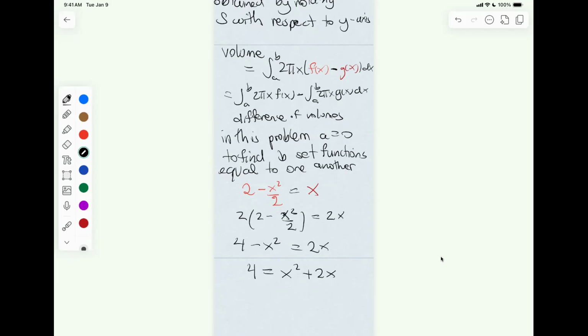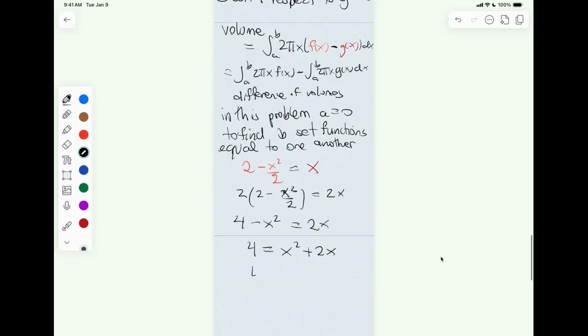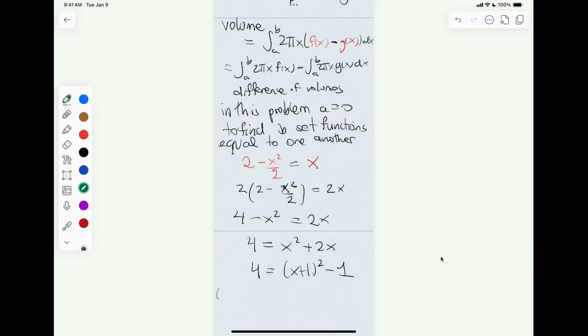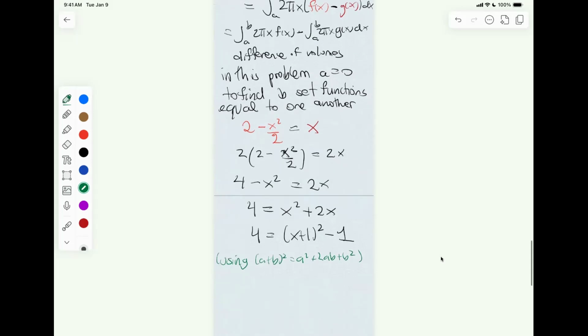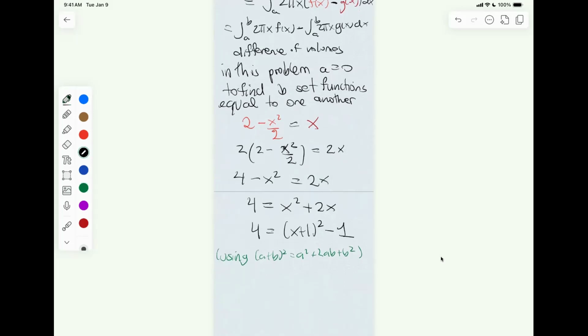So you can change it like this. Here I'm secretly using the identity that a plus b squared is a squared plus 2ab plus b squared. Good. And why is this nicer? Because then that gives you that 5 is x plus 1 squared, and that is easy to solve because you just take square roots.